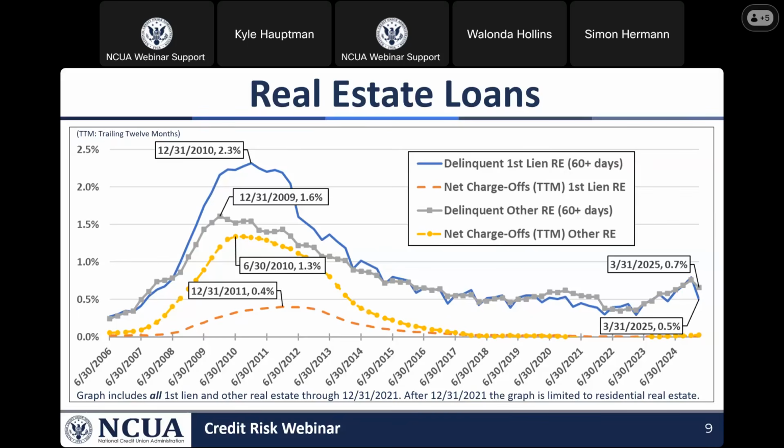Residential real estate loans currently represent approximately 46% of the total outstanding loan balances. Delinquency rates are increasing within the real estate loan portfolio. The delinquency rate for first lien residential real estate was 0.5%, and the delinquency rate for other residential real estate was 0.7% as of the first quarter of 2025. However, the loss rates are effectively zero at an industry level.